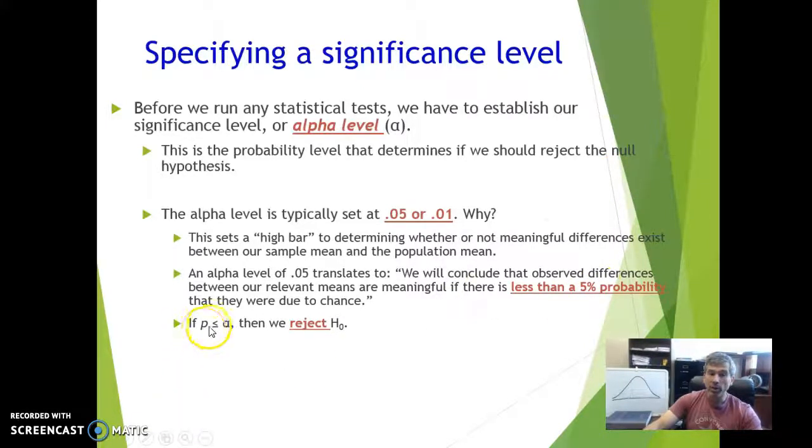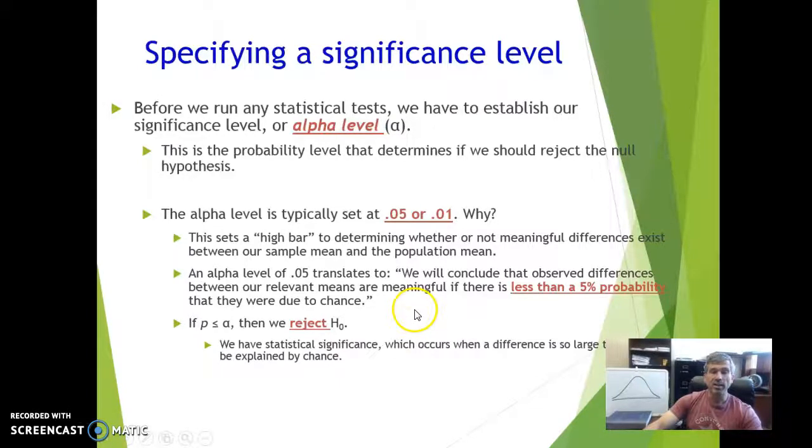So if the probability of our result is less than alpha, or if it's right on the line, which never really happens but is possible, then we reject the null hypothesis. We have what's called statistical significance, which occurs when the pattern is so compelling, the differences between the means we're comparing are so big, that it's very unlikely to be a fluke. If the probability of your result is greater than alpha, even if it's super duper close, we don't reject the null.